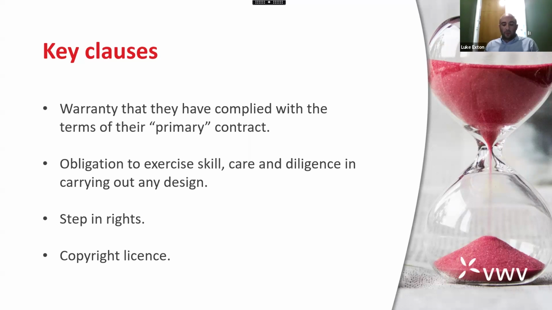Every collateral warranty should have a fairly standard copyright license. Again, the wording varies, but it's always there. This will allow the beneficiary to copy documents and designs for use in connection with the property.